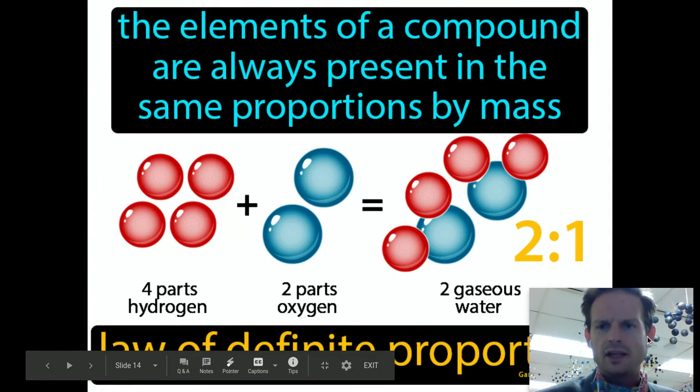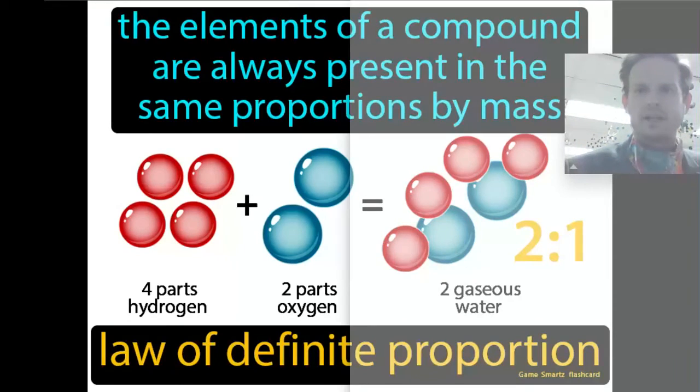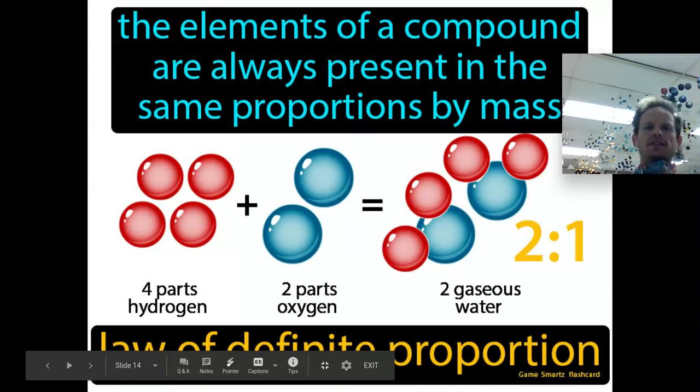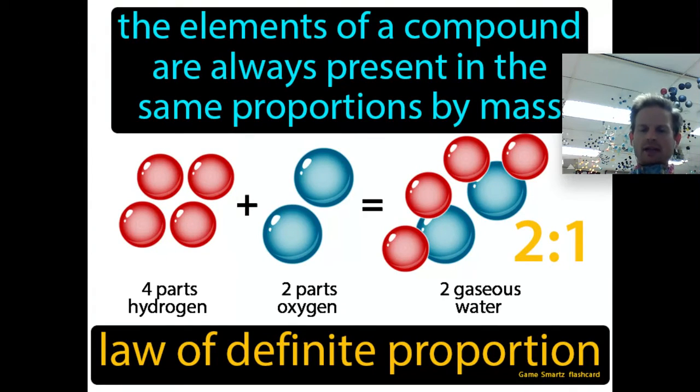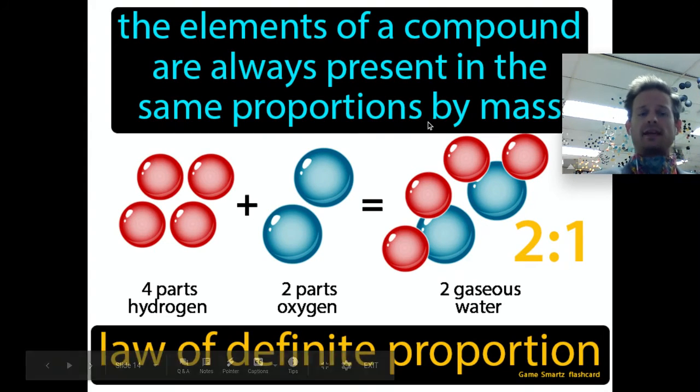And so it's pretty simple. It's a pretty good idea. And it's this law of definite proportions. What definite proportions says is no matter what, when we have chemicals, no matter how many of them or how few of them we see, if it's that chemical, it's always going to be in the same proportion. We'll deal with this now and a lot later. But elements of a compound are always present in the same proportions by the same mass.